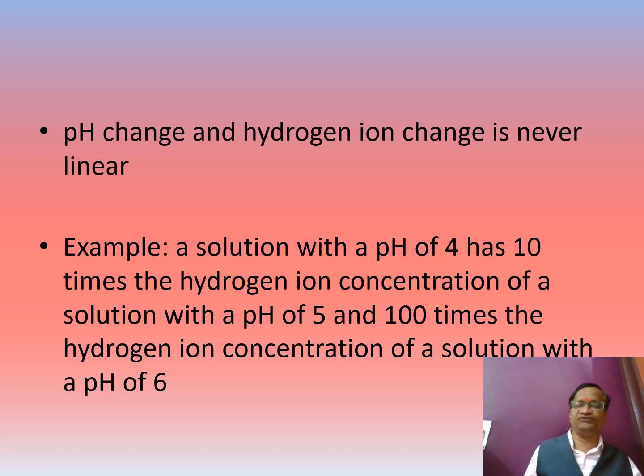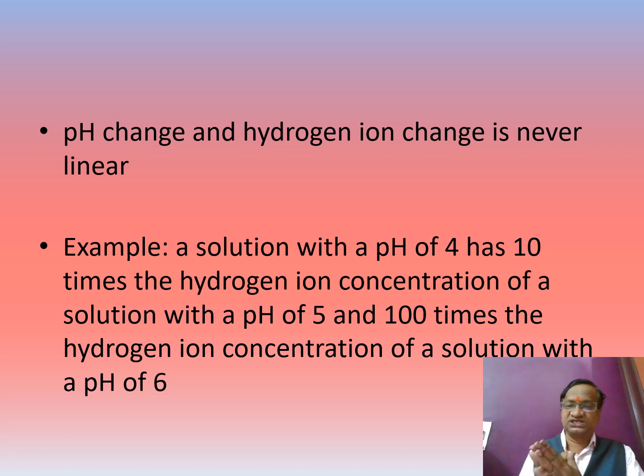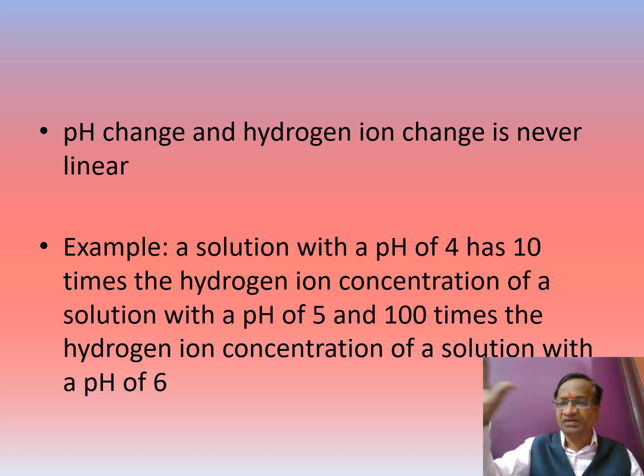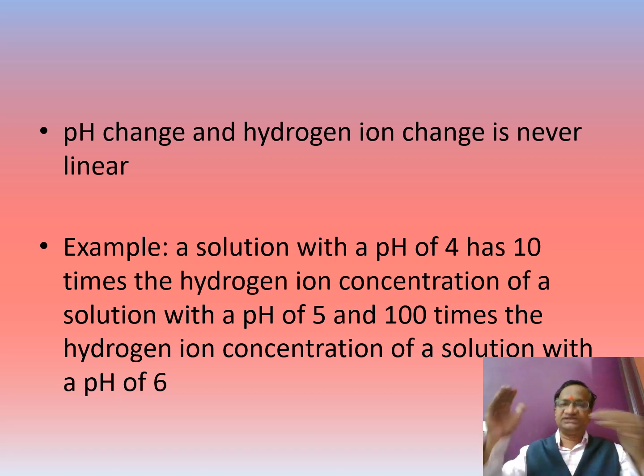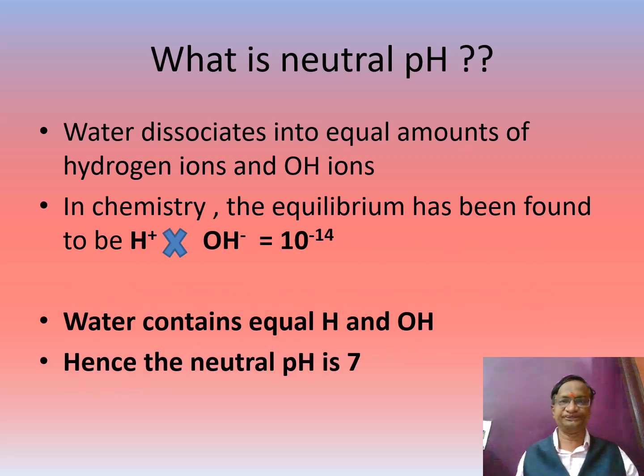A solution of pH 4 has 10 times the hydrogen ion concentration of pH 5. It is never linear. Going from pH 4 to 5 and then 5 to 6, the same amount of hydrogen ions is not involved. So it's a different thing. That is what is called the non-linear relationship between hydrogen ion concentration and pH.